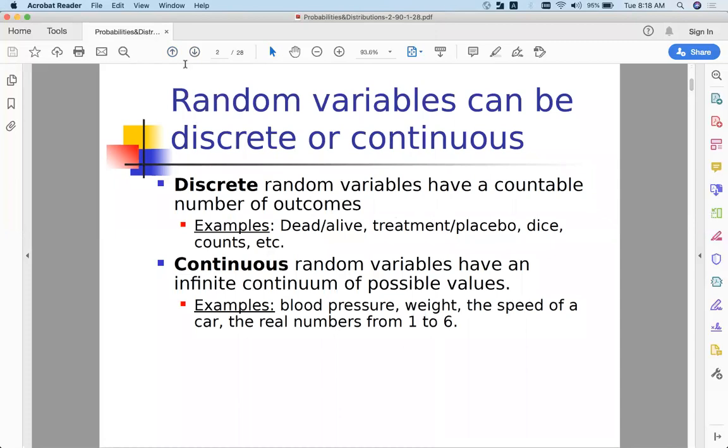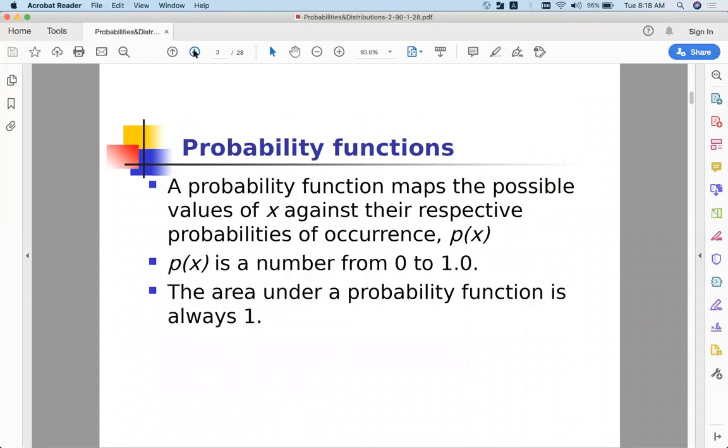We have discussed what is discrete and continuous. For example, if the outcome is dead or alive, or dice counts, that is a discrete random variable. And continuous is, let's say, blood pressure or weight, or the speed of a car or amount of traffic. These are some of the important things that you have to remember.